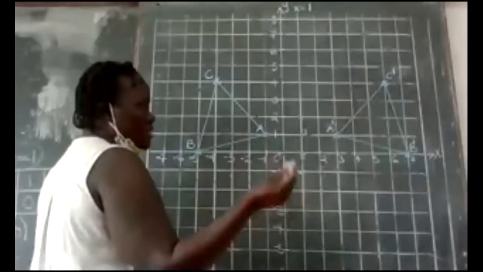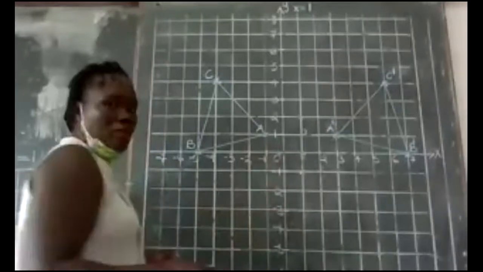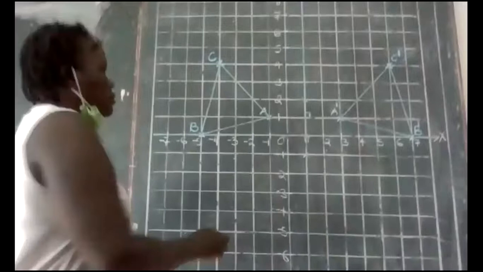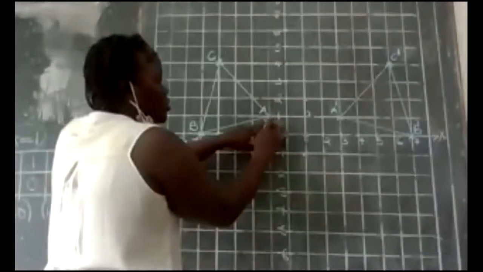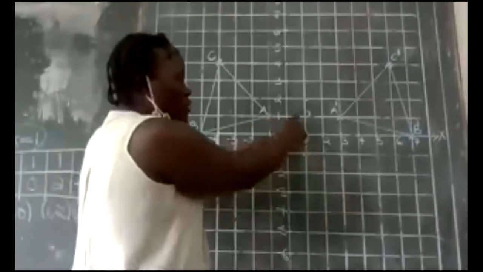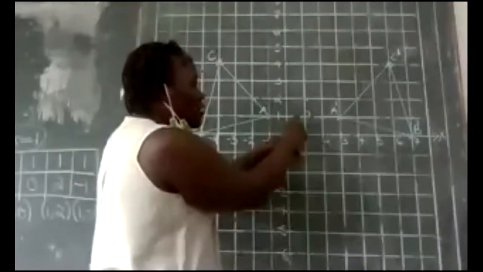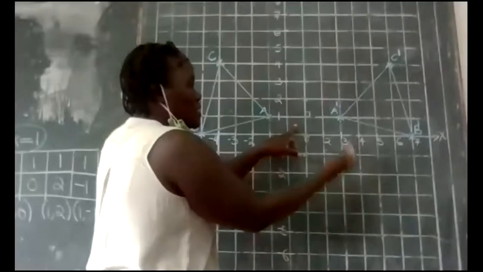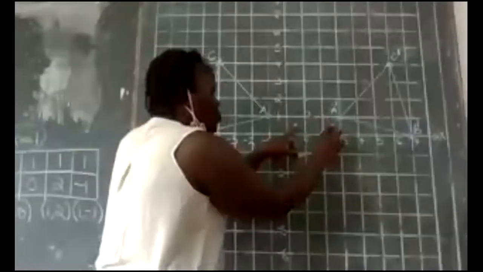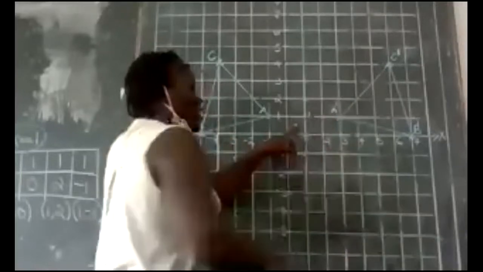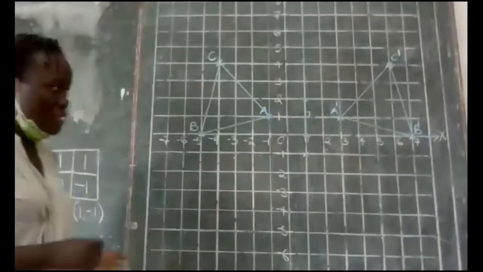So I'm just going to go through A. A is at this point, and this is our mirror line. So we count spaces 1, 2 to the mirror line. It means that the image is on the opposite side, also 2 spaces away. So I begin from here, 1, 2. Therefore, my A prime will be there. And we do the same for the rest.